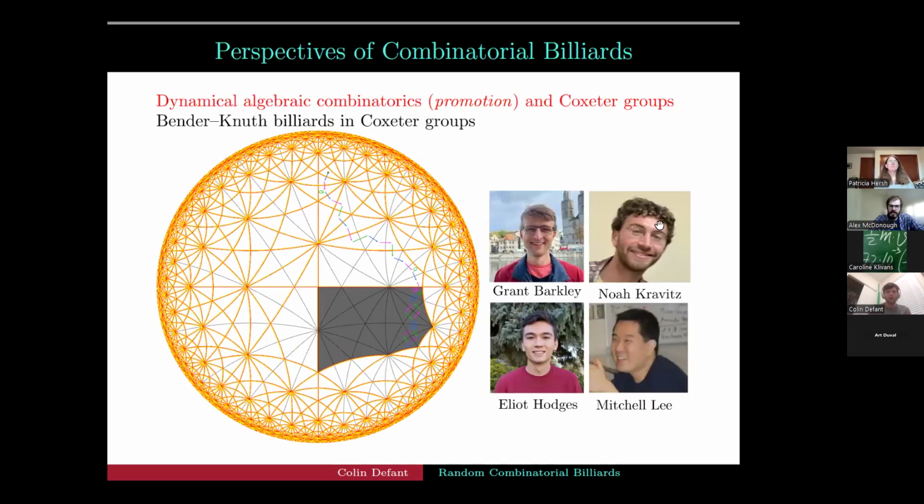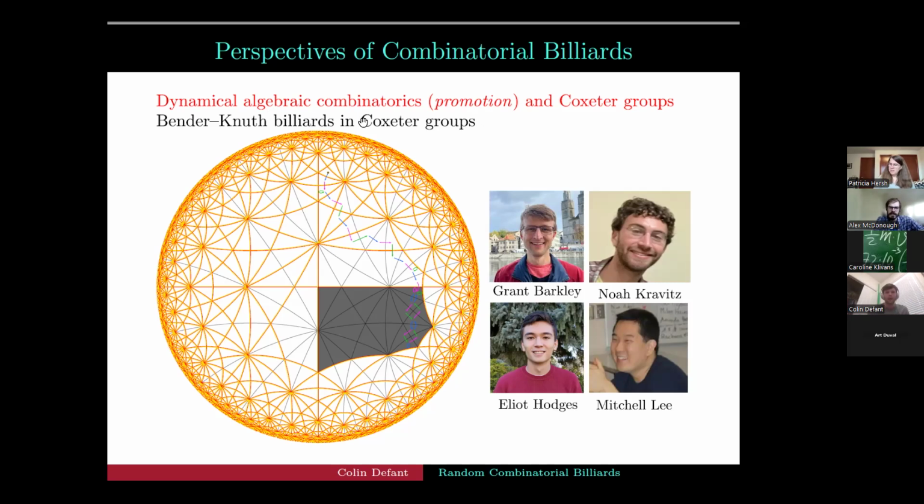Okay, so there are a lot of perspectives you can have in combinatorial billiards. One of them is coming from dynamical algebraic combinatorics. Specifically, there's this operator called promotion, which was introduced by Schutzenberger in order to understand the Robinson-Schensted correspondence. But now promotion appears in a bunch of different places throughout algebraic combinatorics.